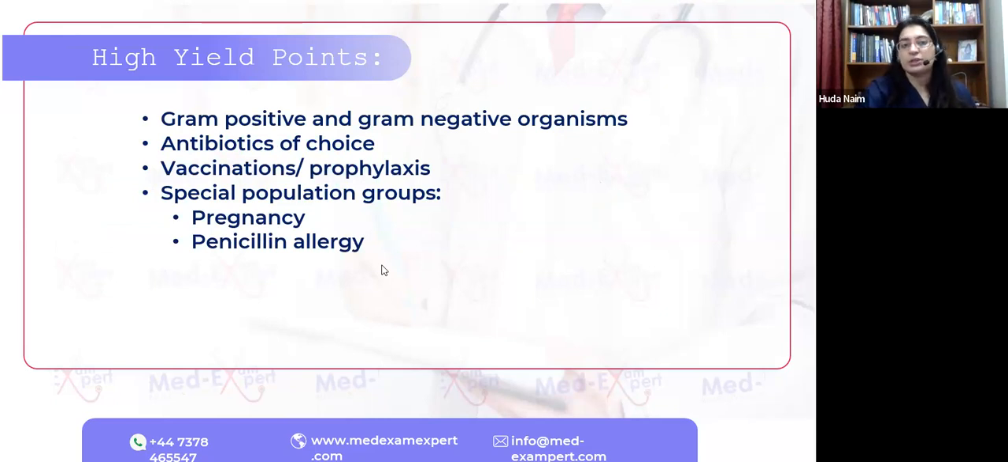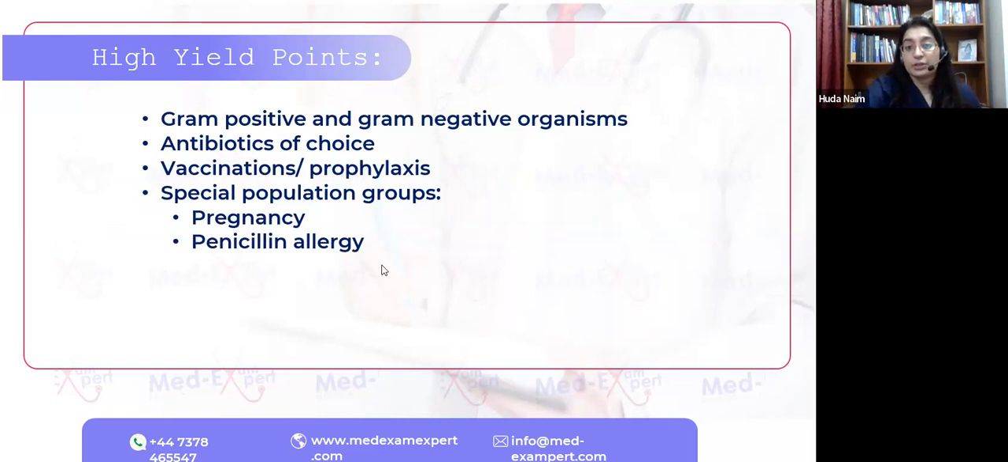Then they could have also asked you about the vaccination status. What vaccine would you like to give to this patient? Which vaccine would you like to give, considering that this was a stray dog? Rabies vaccine, very good. How many doses would you give to this patient? Okay, very important to know about the different vaccines.